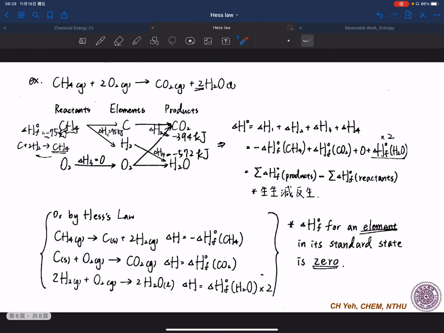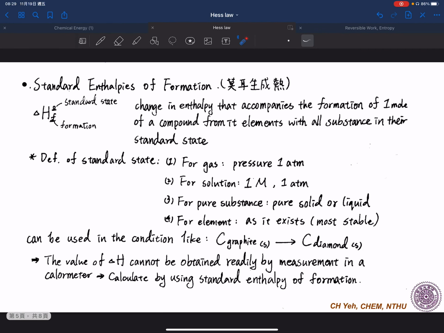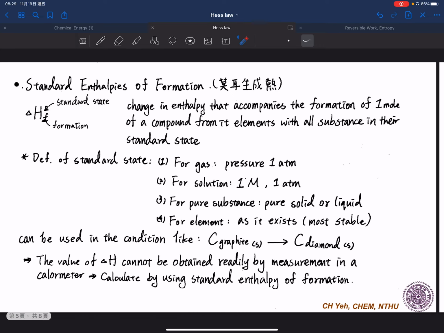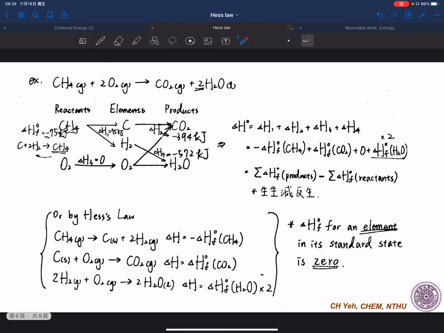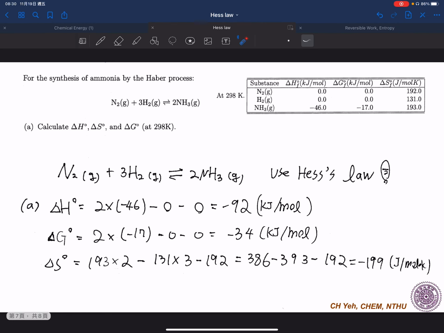Basically, if the problem gives you each substance in the reactants and in the products, and it gives you the enthalpy of formation of each substance, you can easily calculate the whole reaction's delta H, which is the enthalpy change. So you just read from the chart.